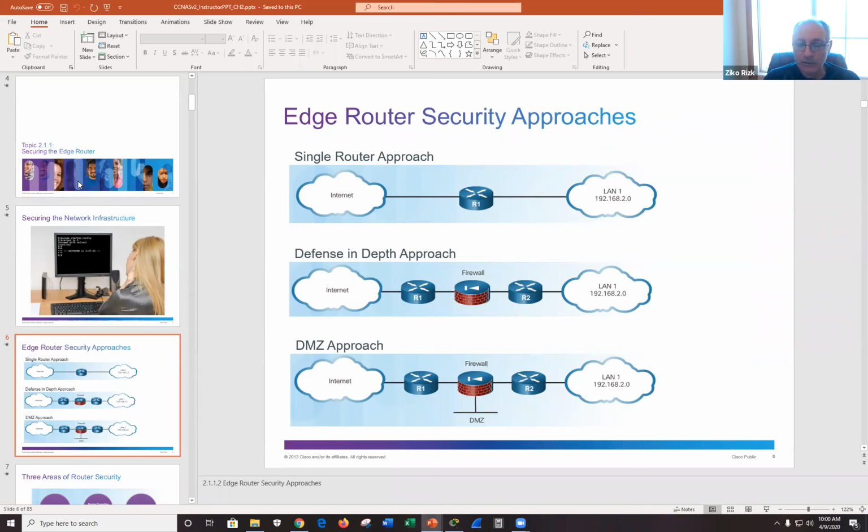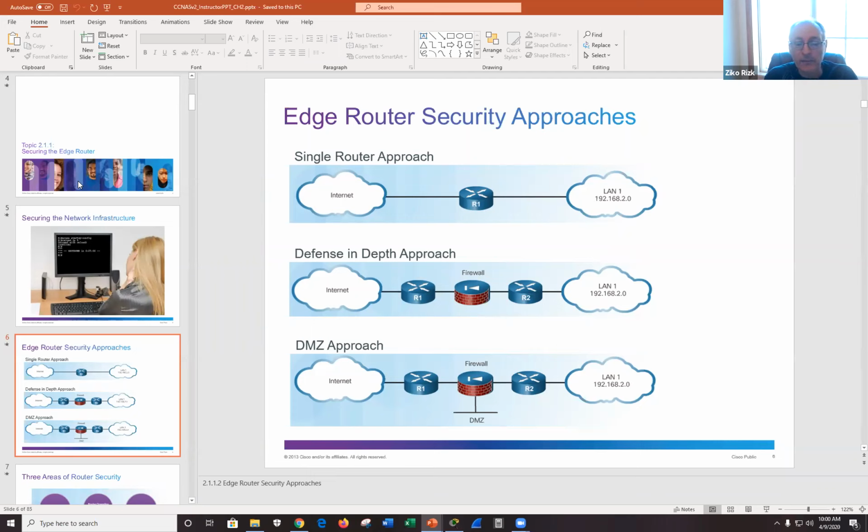So edge router, this is the router that connects your home, your enterprise to the internet. And they are showing us 3 different models. A single router approach, that's very basic, very simple. This is what you have inside your house and what I have inside my house. And what some small businesses have. They just have a single router that connects them to the internet. And that single router does the routing, does the firewall, does lots of other services as well, DHCP and so on.